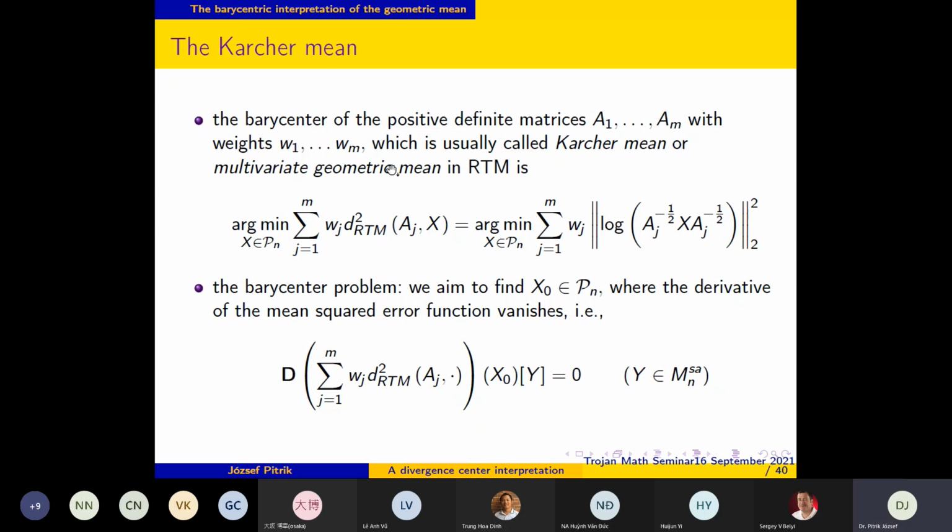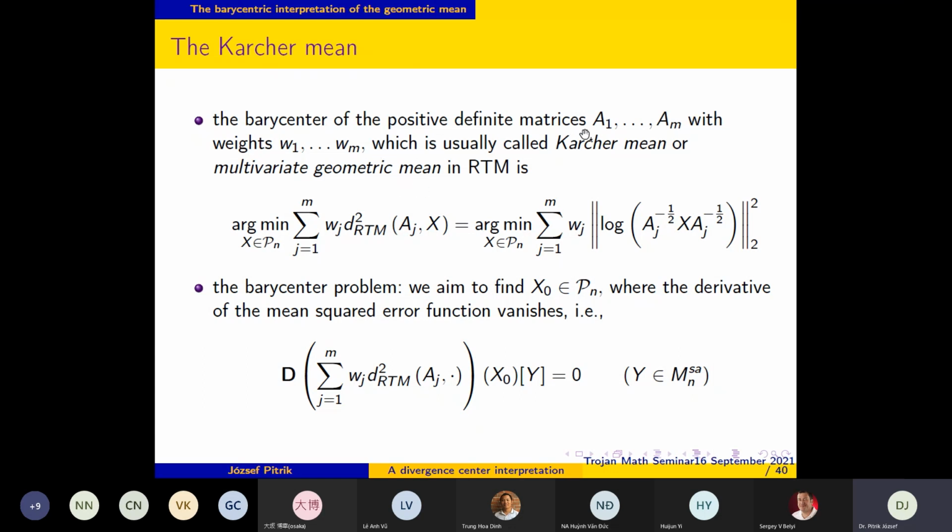Here, I have to make some explanation. There are several different terminologies for multivariable geometric means in this Riemannian geometric approach. For example, Riemannian mean, least squares mean, etc. Here I use the terminology Karcher mean because it seems to be the most common name in the literature.